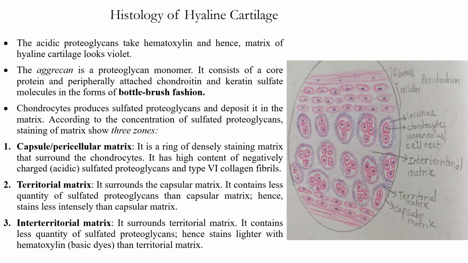Now immediately surrounding the capsular matrix there is territorial matrix. In that zone there is a lesser amount of sulfated proteoglycans, so the territorial matrix will stain less than the capsular matrix. And the third zone is interterritorial matrix. It surrounds the territorial matrix and has the least amount of sulfated proteoglycans, so it stains lighter with hematoxylin than the territorial matrix.